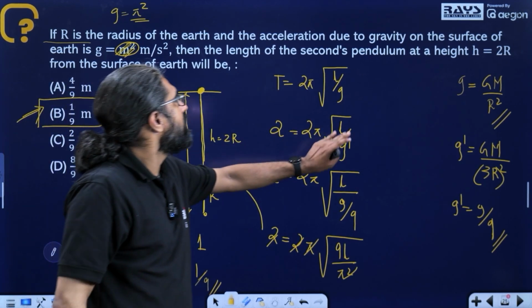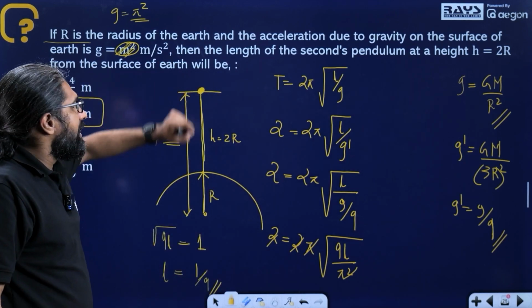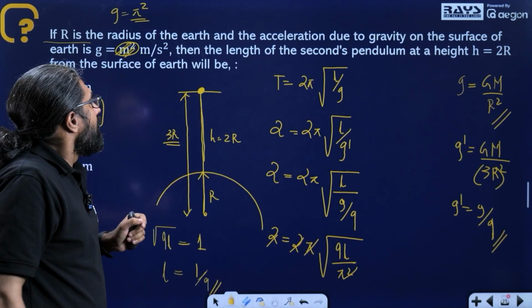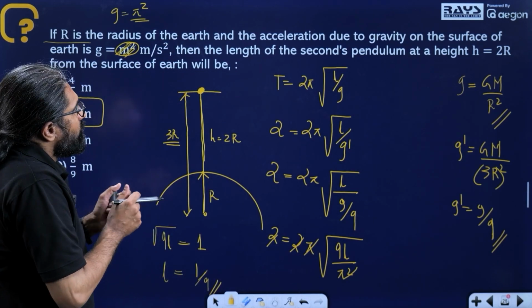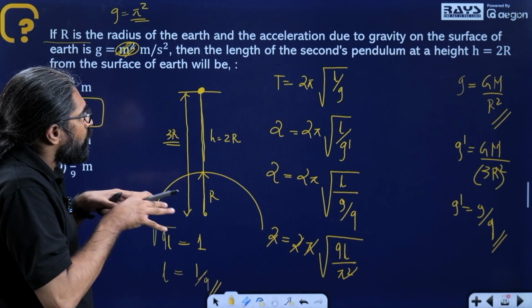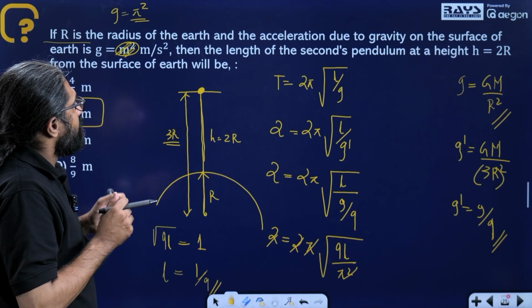It's a very simple problem. It is based on how G varies and also oscillations. So it's actually a question which involves two concepts, two chapters combined together.